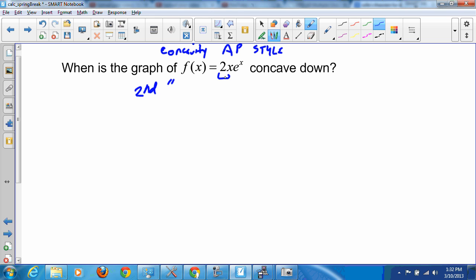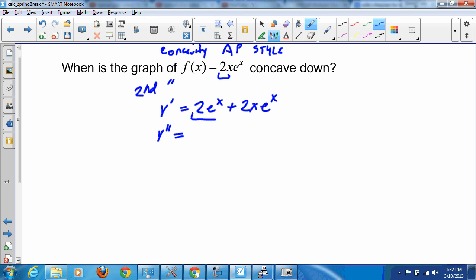You get product rule. f is 2x and g is e to the x, so we have 2e to the x plus 2x e to the x. The derivative of e to the x is e to the x, so don't forget that one. You could simplify this, but it's fairly straightforward to take the second derivative.